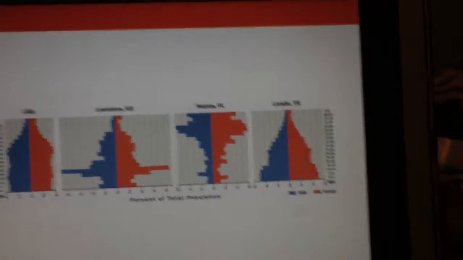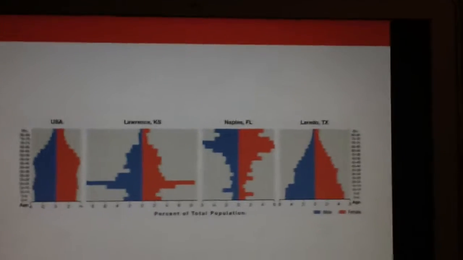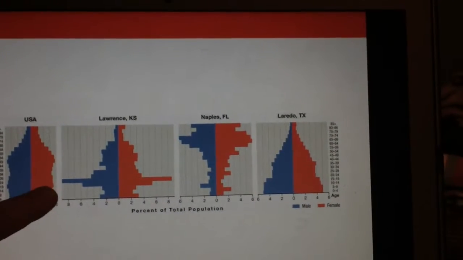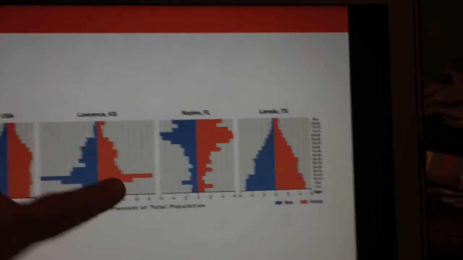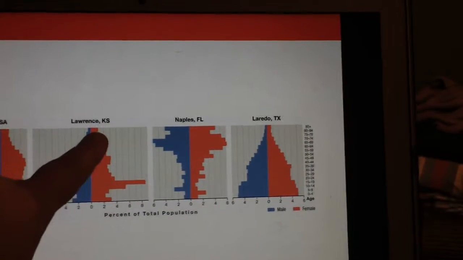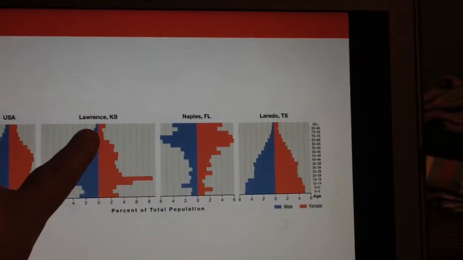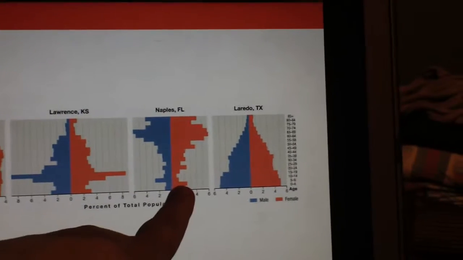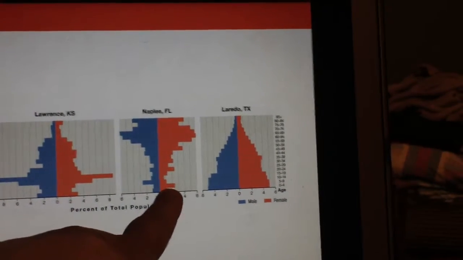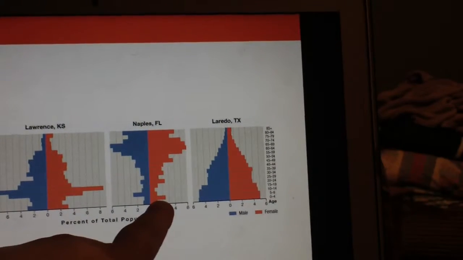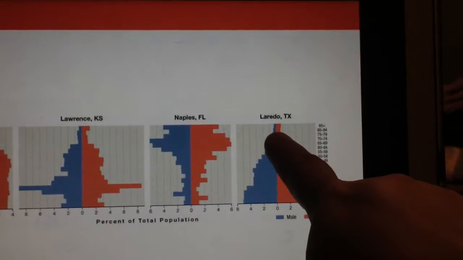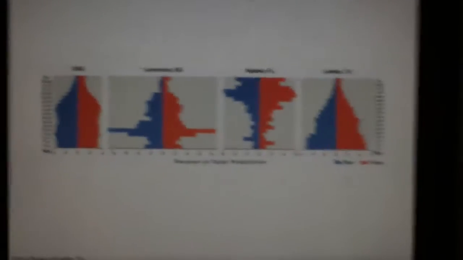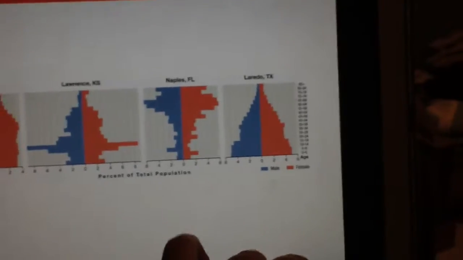red. So we can see on these maps in the United States, if we look up here, we have more females than males. In Kansas, they have more old women than old men. Look right here. We have more girls between the ages of 5 and 9 than boys. And in Laredo, Texas, we have more older women than older men. Okay. So that's the x-axis.